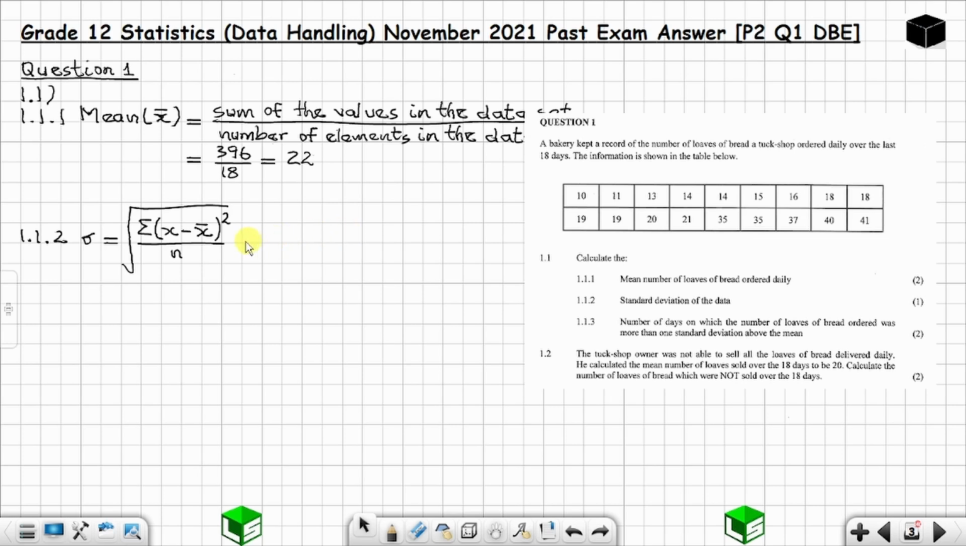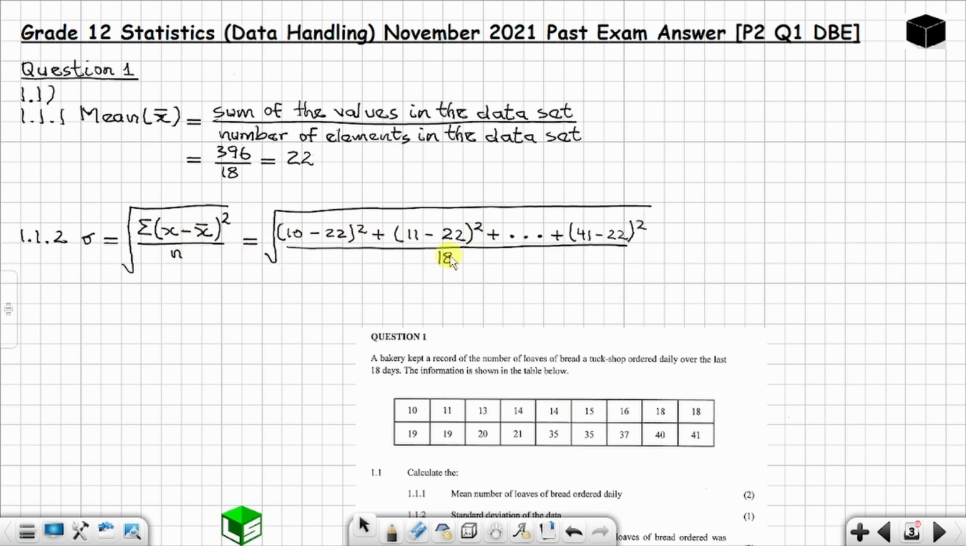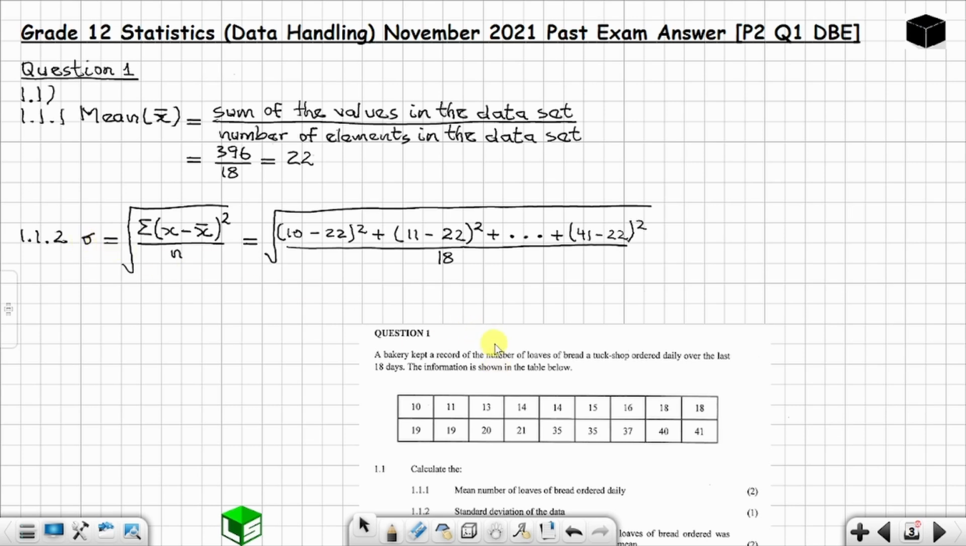But first of all, let me show you how to plug in these values. If you plug these values in this formula, this is what you get. Can you see? So you have over 18 for n, summation. This is why you have plus, plus and plus. You have terms in between there. So this is how you do it if you are plugging in the formula to find the standard deviation. We are not going to use this. This is a long process. Let's use our calculator to find the standard deviation.